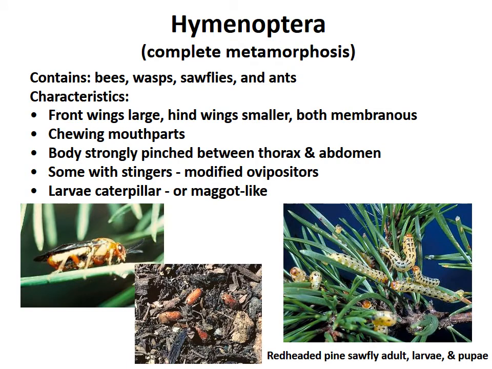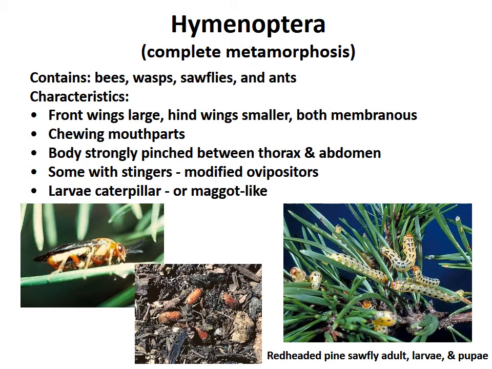The order Hymenoptera includes bees, wasps, sawflies, which is an insect that you've probably never really seen before, and ants. You never would have thought that ants are in the same order as bees and wasps, but they are. Hymenoptera undergoes complete metamorphosis, so they hatch from an egg. The larvae are either shaped like a caterpillar or a maggot. They feed, they grow larger, they pupate, and then they come out as adults.